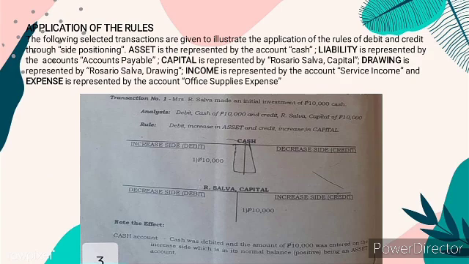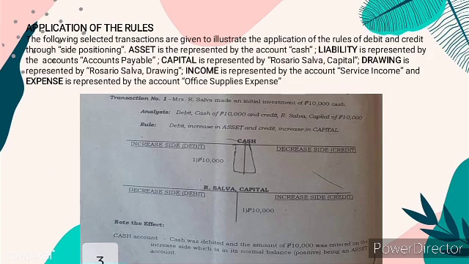So, transaction number 1. Mrs. R. Salva made an initial investment of 10,000 cash. So, let's say for instance, she invests in a company 10,000. Mrs. R. Salva. So, let's analyze this, guys. Debit cash of 10,000 and credit R. Salva capital of 10,000. So, the cash represents an asset, which belongs to debit. While the credit, the capital of 10,000, capital belongs to credit.